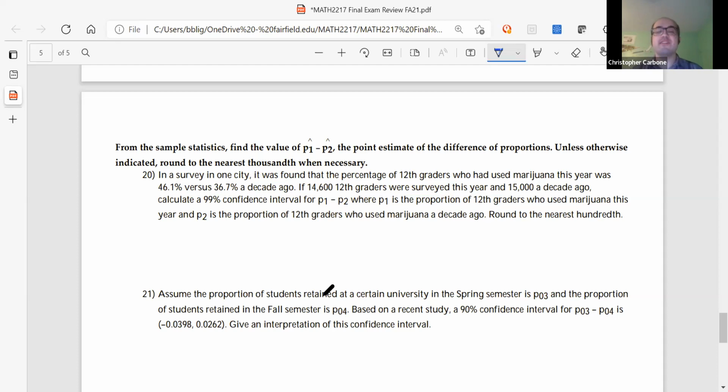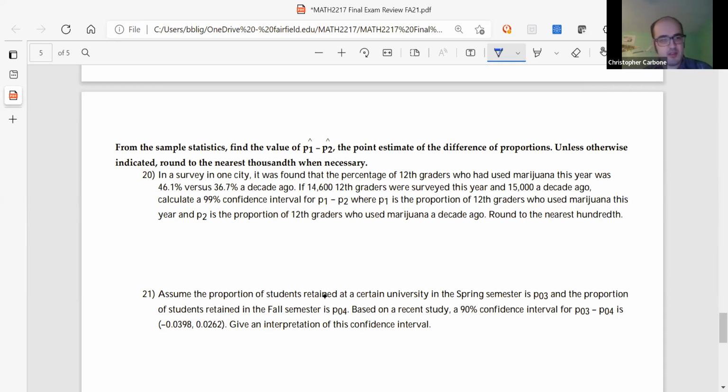In a survey in one city, it was found that the percentage of 12th graders who had used marijuana this year was 46.1% versus 36.7% a decade ago. If 14,600 12th graders were surveyed this year and 15,000 a decade ago, we want to calculate a 99% confidence interval for p1 minus p2, where p1 is the proportion of 12th graders who used marijuana this year, and p2 is the proportion a decade ago, rounded to the nearest hundredth.